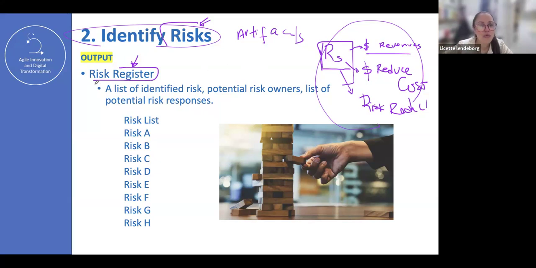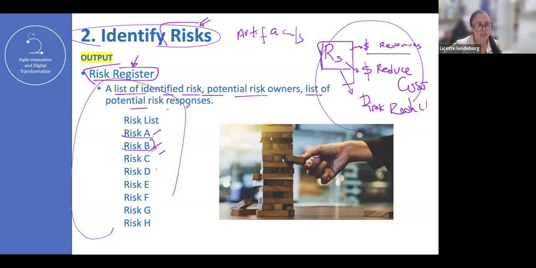All right. So the risk register is the output of process number 2. If you can see here, this is just a list of events. For now, we are going to call them A, B, C, D, E, F, G, and H. Boom, that's it. What is that? The list of risks. The name of this document is the risk register. That is very straightforward, not tricky at all. This is a list of identified risks, potential risk owners, and a list of potential risk responses.